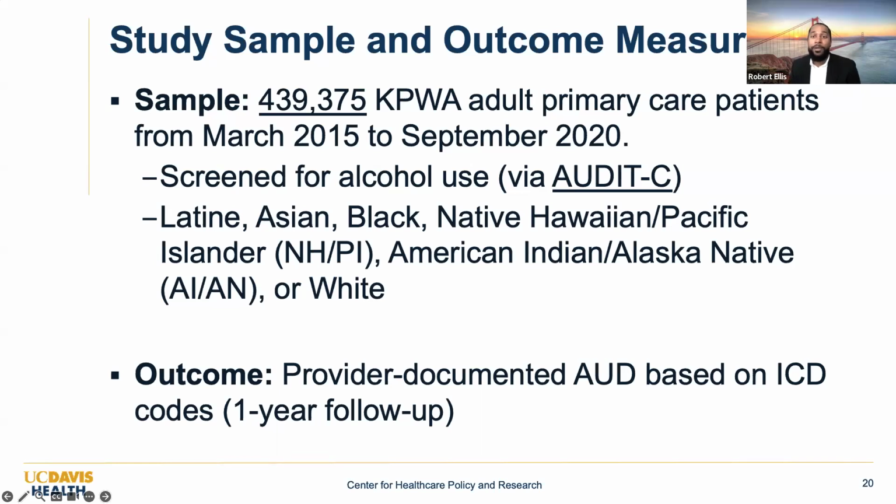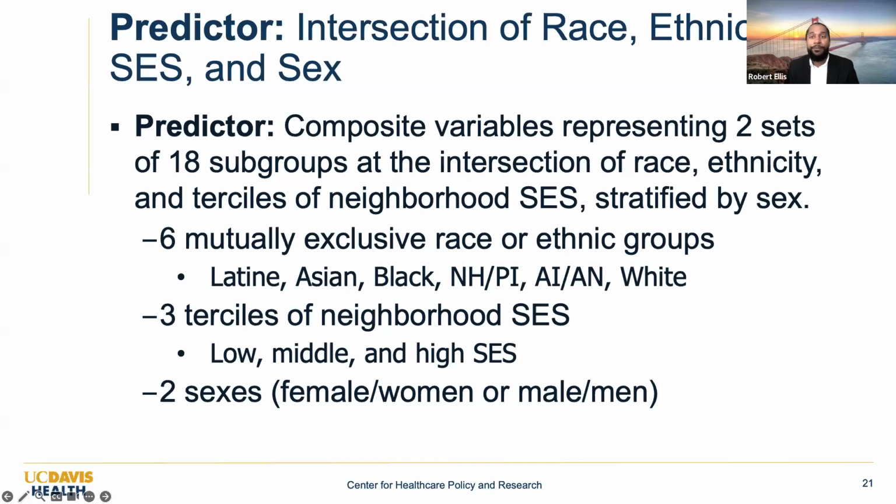The outcome for this aim is going to be provider documented AUD based on ICD codes, leaving 1 year for follow-up. The predictive variable is a categorical variable representing 2 sets of 18 subgroups reflecting the intersections of race, ethnicity, and the terciles of neighborhood SES for women and men separately.